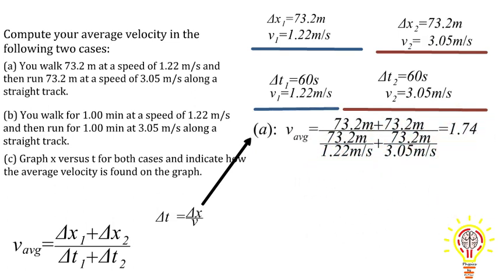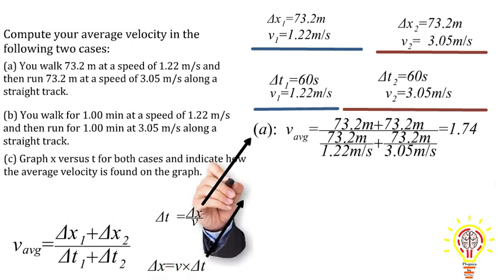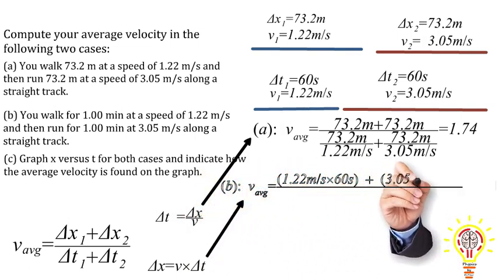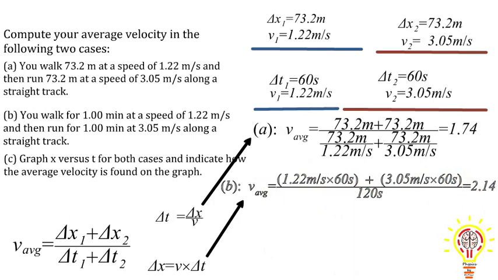Using the fact that distance is equal to velocity multiplied by travel time for constant velocity, we find that the average velocity is 2.14 meter per second.